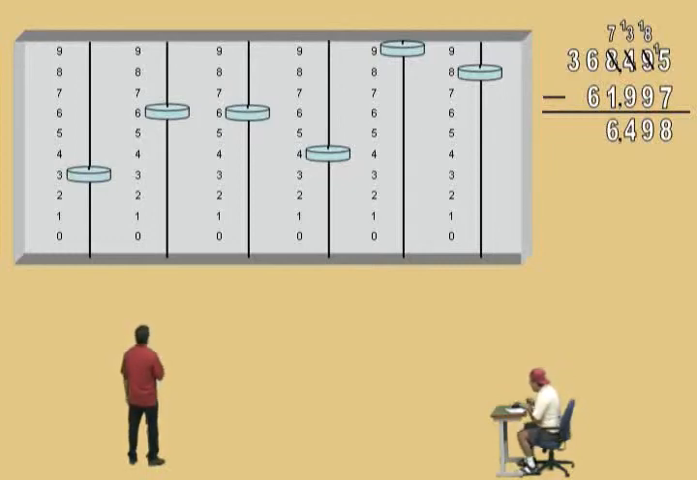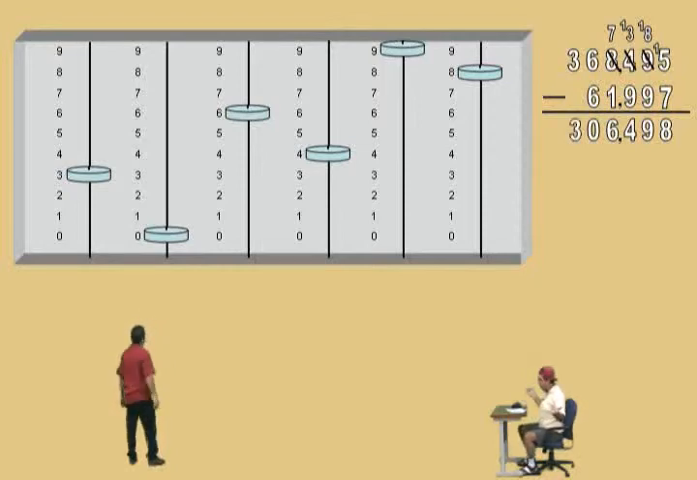And now, we're in our 10,000s column. We have 6 of those. We're going to subtract 6. So that takes you down to where, Charlie? 0. Down to 0 right there. And we'll go ahead and record that. In our 100,000s column, we have a 3. We're not subtracting anything, so we just record it. And there's our answer, 306,498. Oh, what fun.